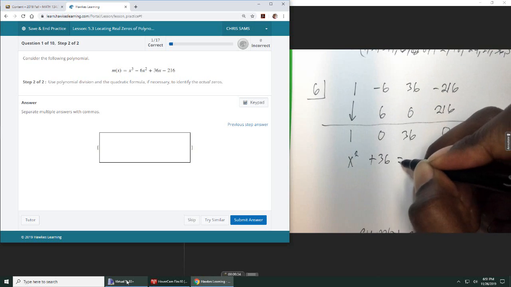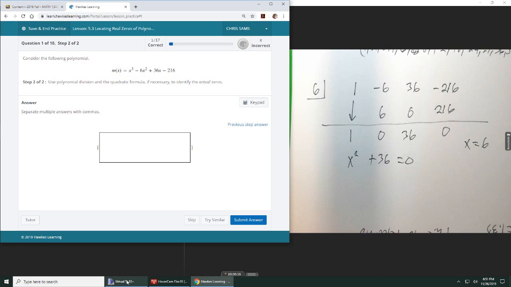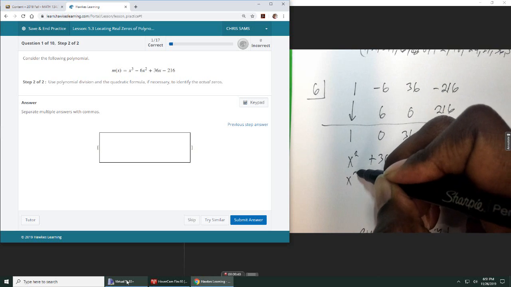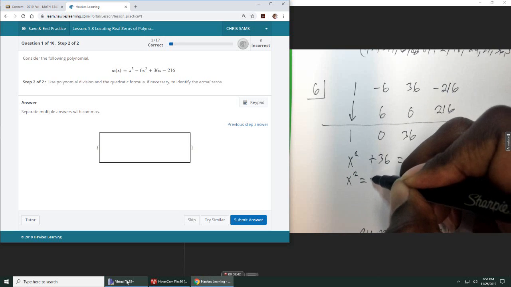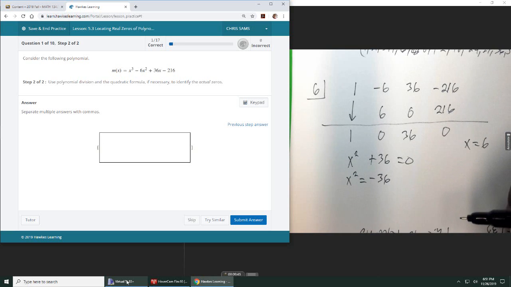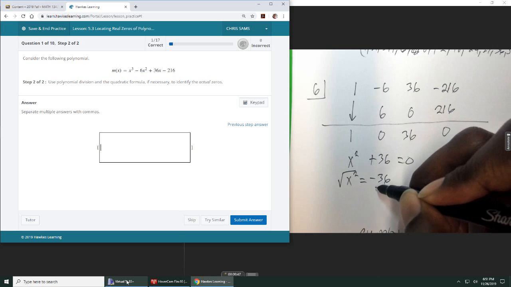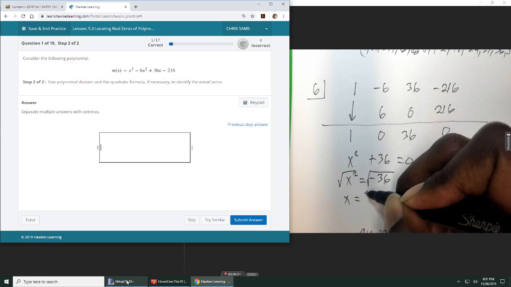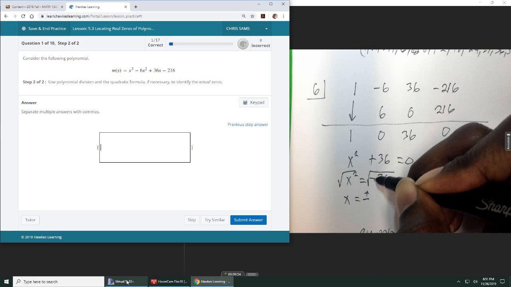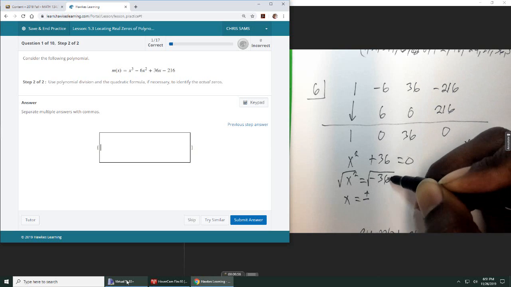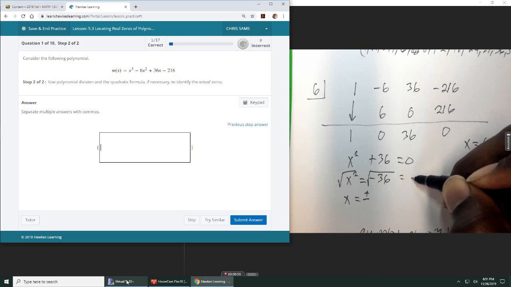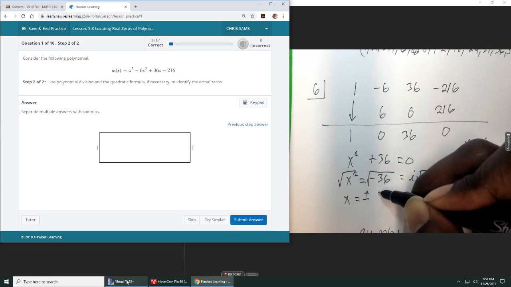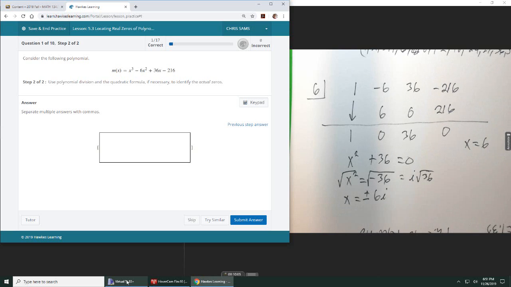Now we set this equal to 0, and we can solve this. If I subtract 36, I get x squared equals -36. And then we take the square root of both sides. We get that x is equal to positive or negative the square root of -36. Now, since we have a negative under the square root, this becomes imaginary. So we're looking at i times the square root of 36, and the square root of 36 is 6. So we have positive or negative 6i.